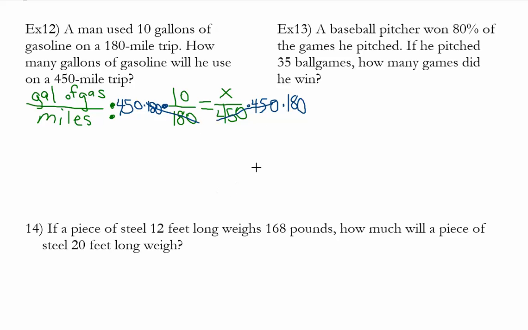So our 180s and 450s cancel when they're on each side. So we have 4,500 equals 180x. And now it's just a simple equation where we do inverse operation. Because there's multiplying, we divide by the 180, and find out that our answer is 25.